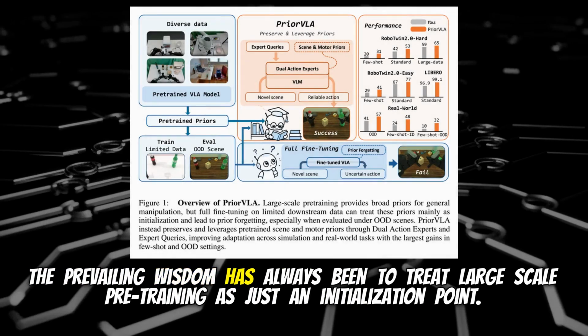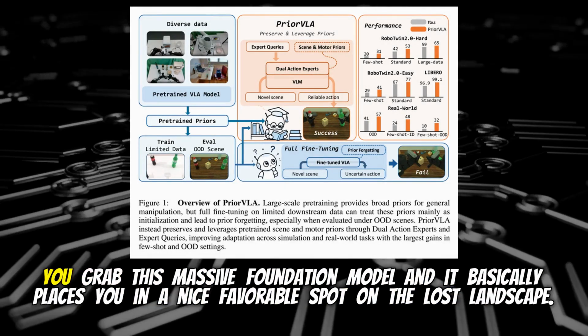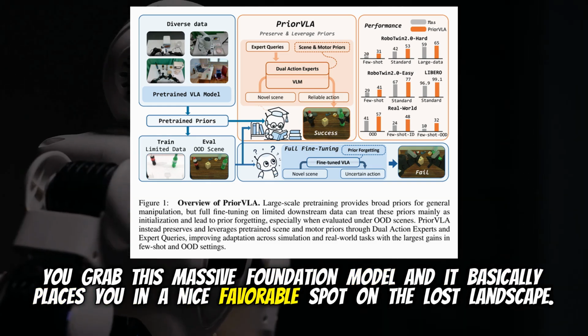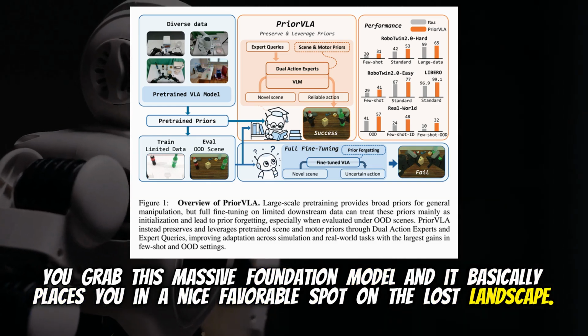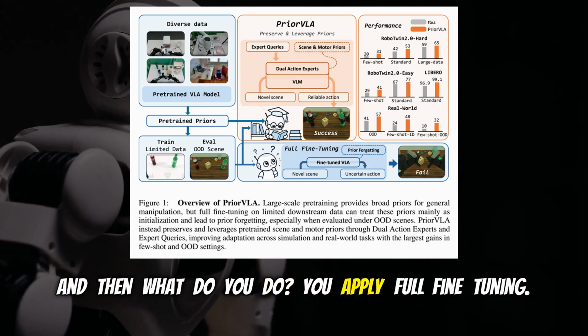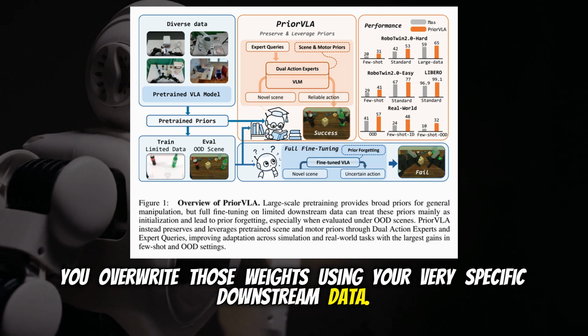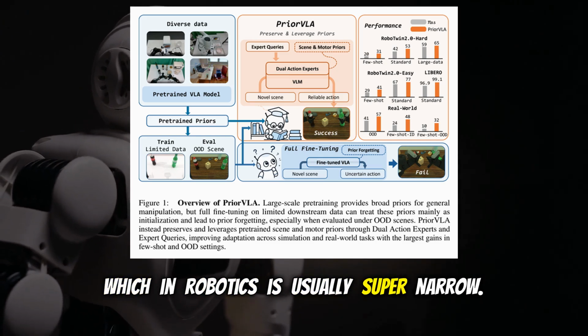The prevailing wisdom has always been to treat large-scale pre-training as just an initialization point. You grab this massive foundation model, and it basically places you in a nice, favorable spot on the loss landscape. Sure. And then what do you do? You apply full fine-tuning. You overwrite those weights using your very specific downstream data. Which in robotics is usually super narrow.